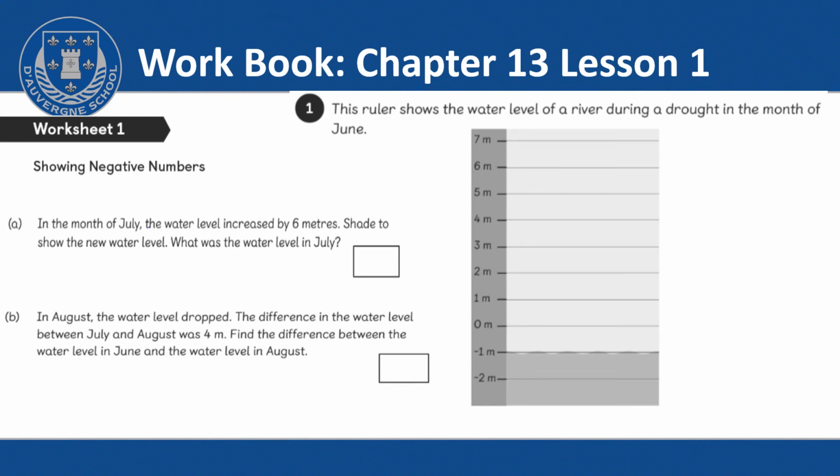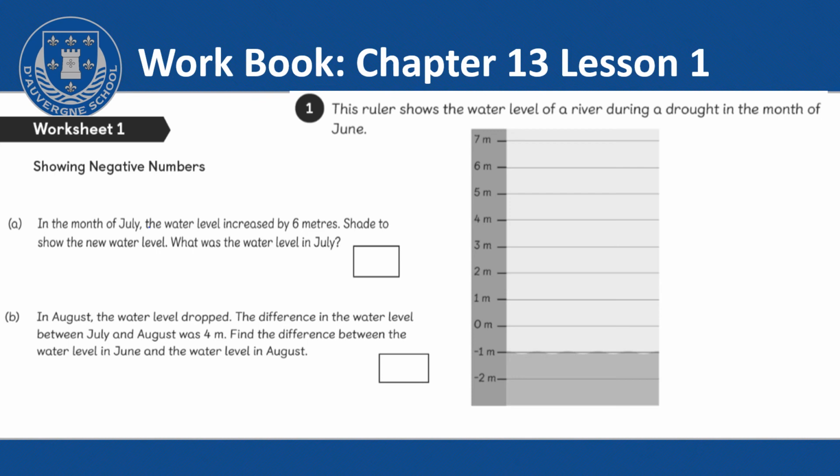Okay, now we are going to look at our workbook, and this is where you're going to be working independently. I will go through number 1 with you, and then you're going to have a go at the next questions on your own. Okay, so our diagram here, this ruler shows the water level of a river during a drought in the month of June. And for those of you who don't know, a drought is when there is a long period without any rain, so not much water around.